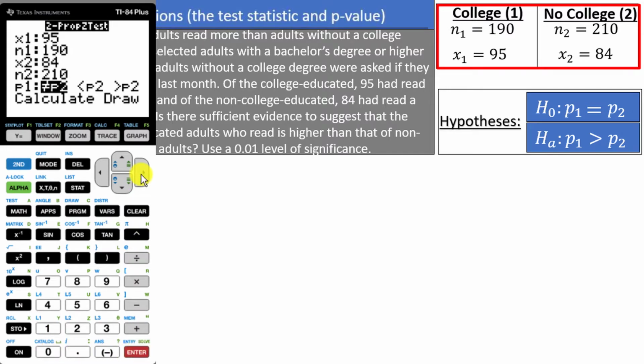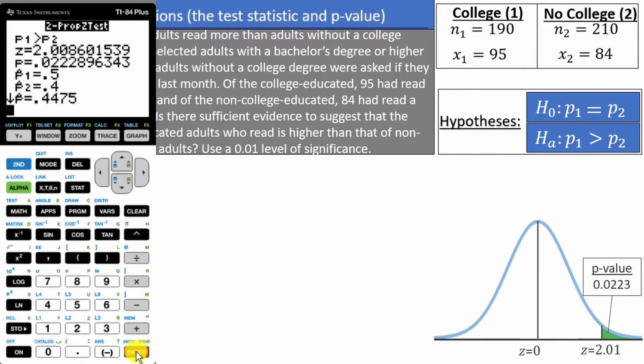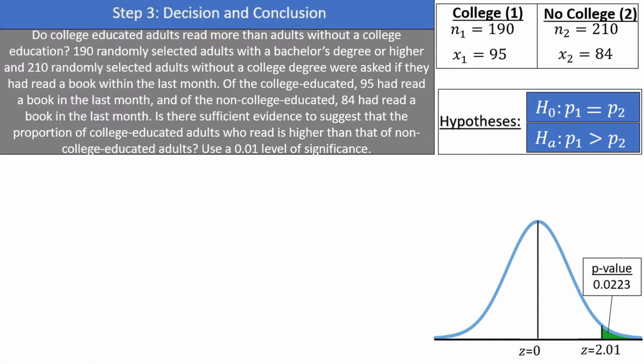This part is just asking for the alternative hypothesis, which is that p1 is greater than p2, so select the last option. Arrow down to Calculate and press Enter, and you will have the output we need for this hypothesis test. We see the test statistic is about 2.01 and the p-value is 0.0223. If we want, we can graph the distribution and shade the p-value in the right tail of the distribution. Step 3. Decision and conclusion.